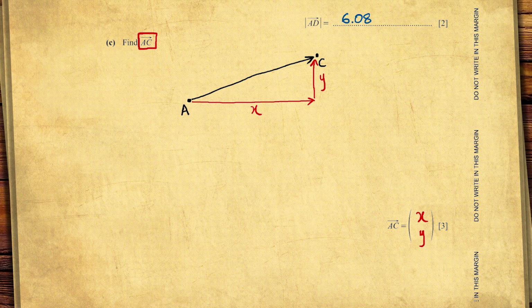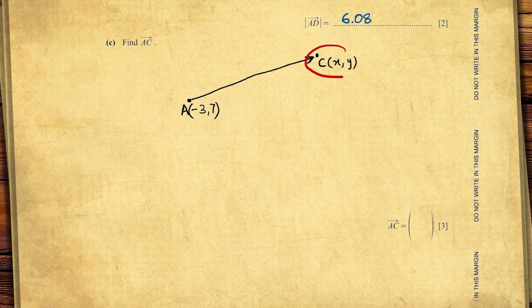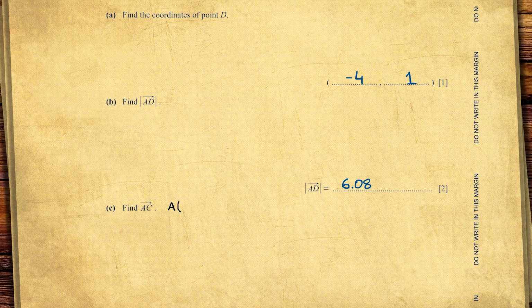Now we know the coordinates of point A that are given to us in the question, -3, 7. But we don't know the coordinates of point C, and we have to find the coordinates of point C. So from the question we have the coordinates of point A, -3, 7, the coordinates of point B, 2, 5, and the coordinates of point D, -4, 1. And we don't have the coordinates of point C, so we write X, Y. So these are the 4 points of the parallelogram that is given to us in the question. And to find vector AC, we need the coordinates of point C.